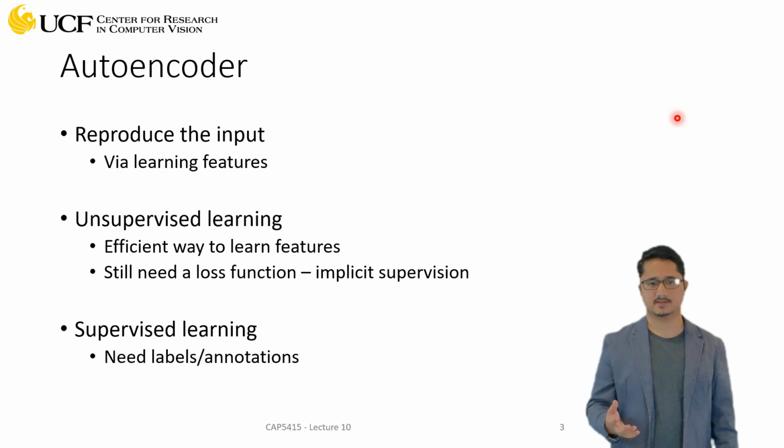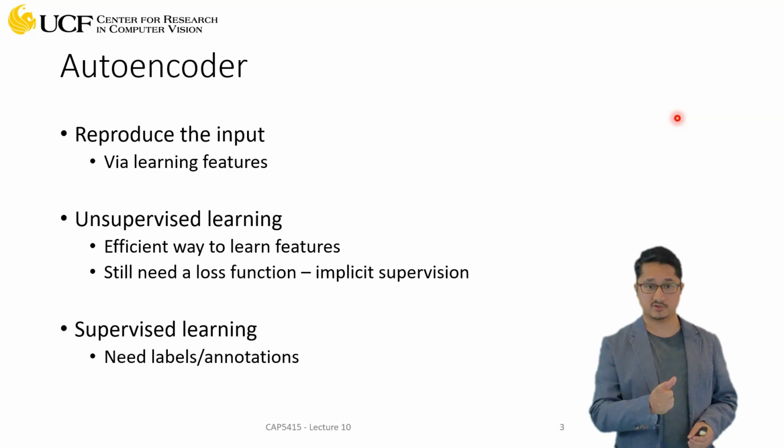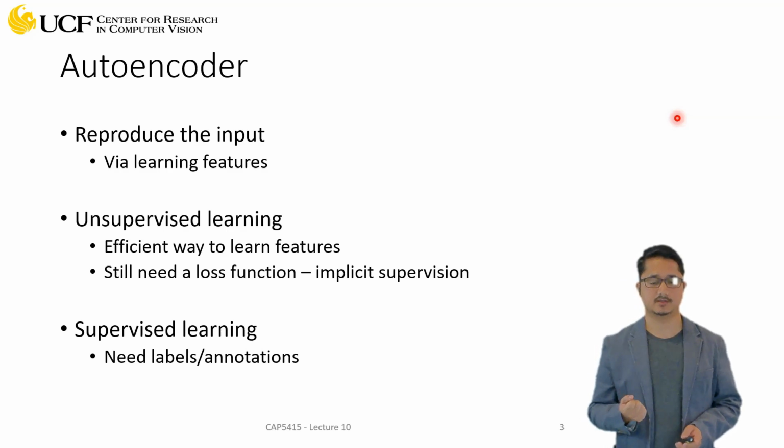So you have that supervision in autoencoders. In supervised learning, as I said, you will need some kind of labels or annotations. One simple example is, if you are doing image classification, for each image, you should know what object is present in that image to be able to train your model.